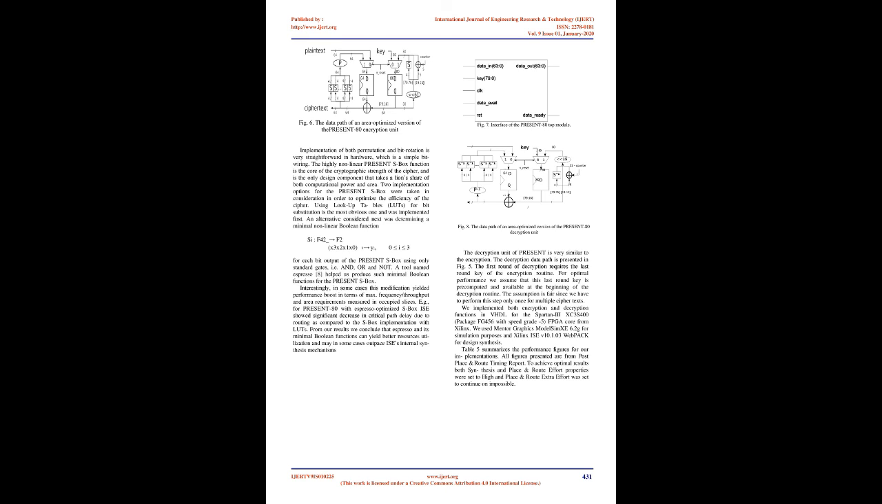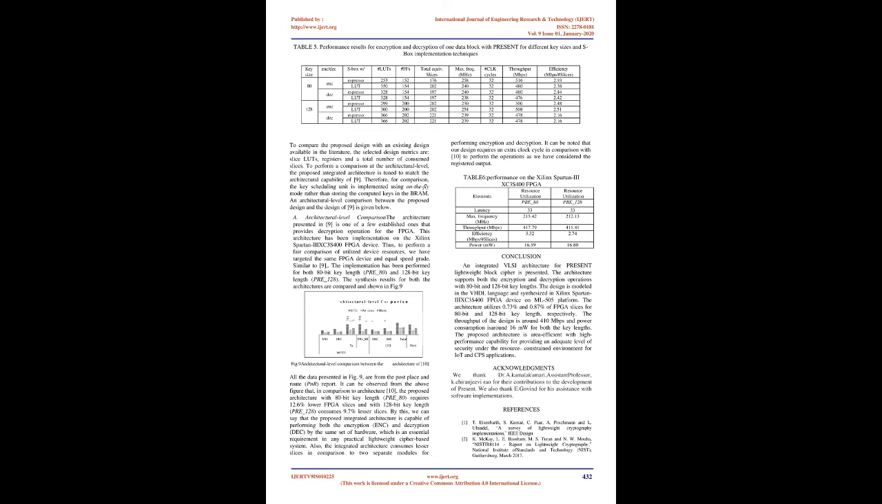We implemented both encryption and decryption functions in VHDL for the Spartan 3 XC3S400, package FG456 with speed grade -5, FPGA core from Xilinx. We used Mentor Graphics ModelSim XE 6.2g for simulation purposes and Xilinx ISE v10.1.03 WebPACK for design synthesis. Table 5 summarizes the performance figures for our implementations. All figures presented are from the post place and route timing report. To achieve optimal results, both synthesis and place and route effort properties were set to high and place and route extra effort was set to continue on impossible.